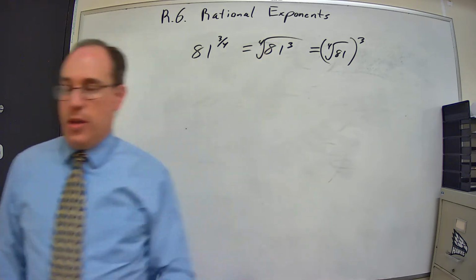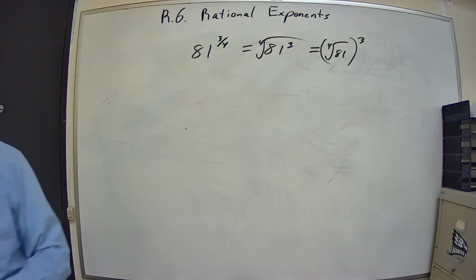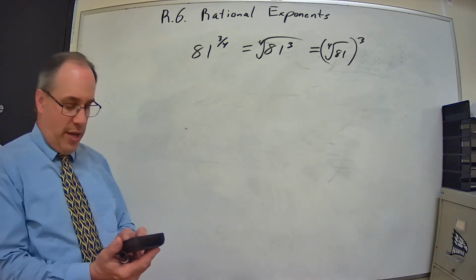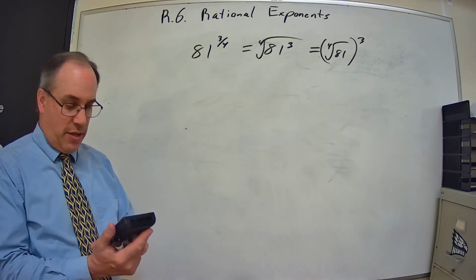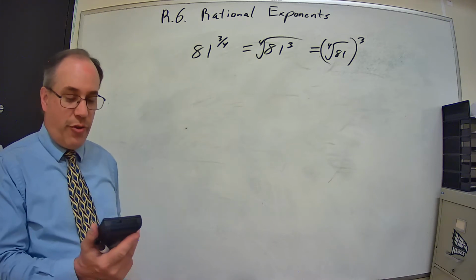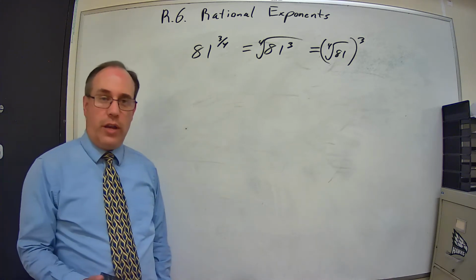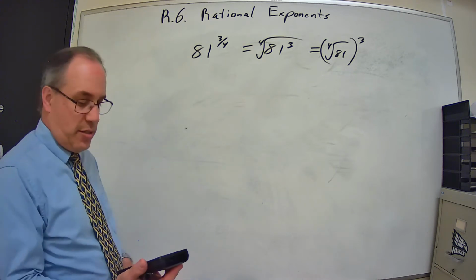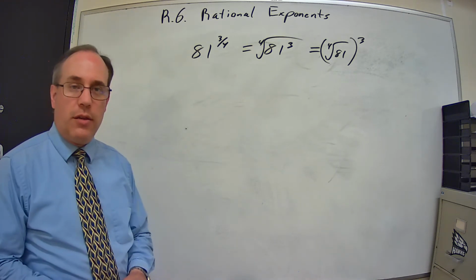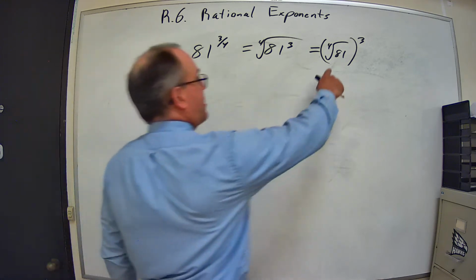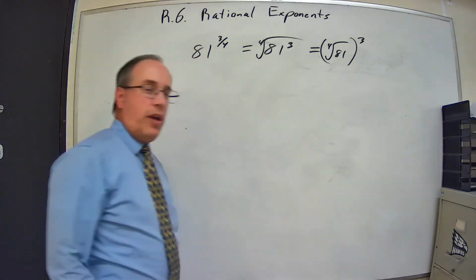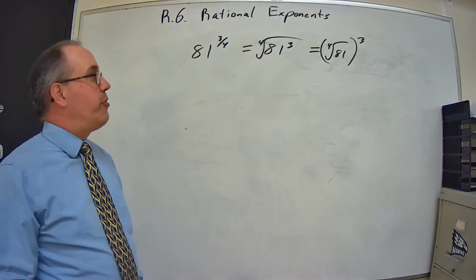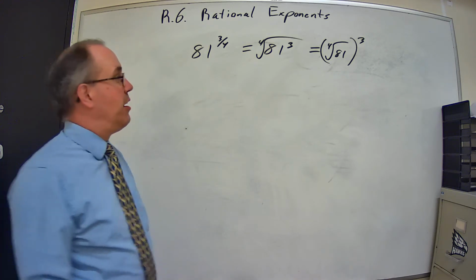81 to the 3rd. I'm just gonna grab my calculator here to get that number. 81 to the 3rd is 531,441. Wow, do I really want to deal with 500,000? Not when I see this, the 4th root of 81. The 4th root of 81 is 3.